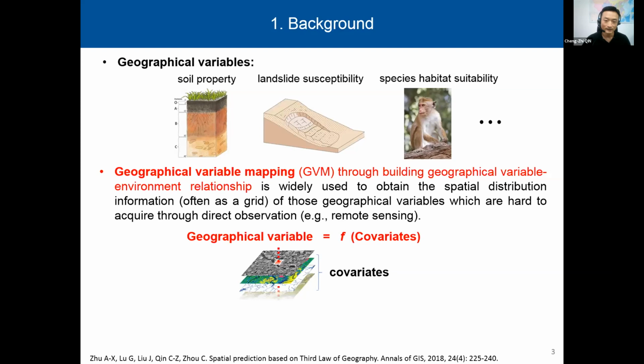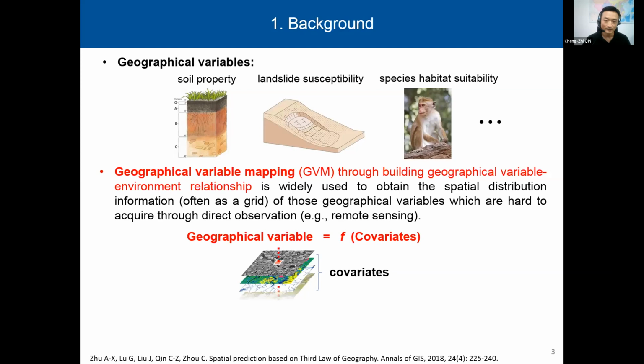Actually, I changed the original title of my presentation a little bit, because currently we got two case-based reasoning strategies of automatically selecting terrain covariates for geographical variable mapping. And first is the background of the study.